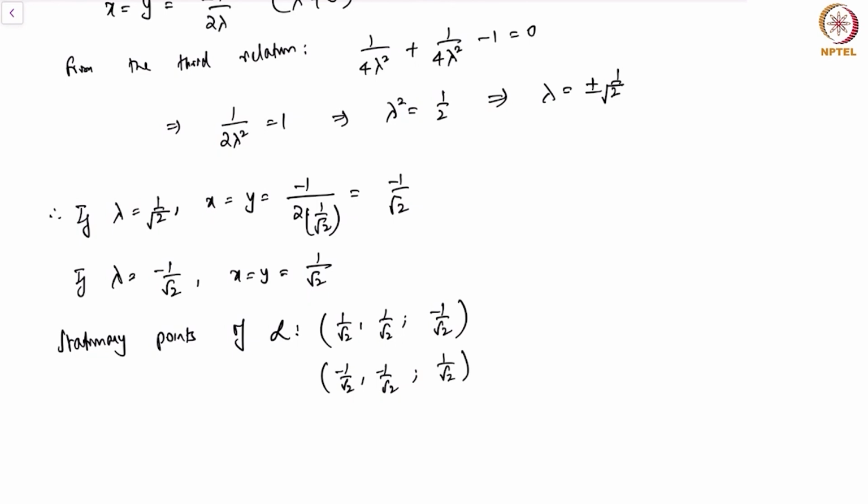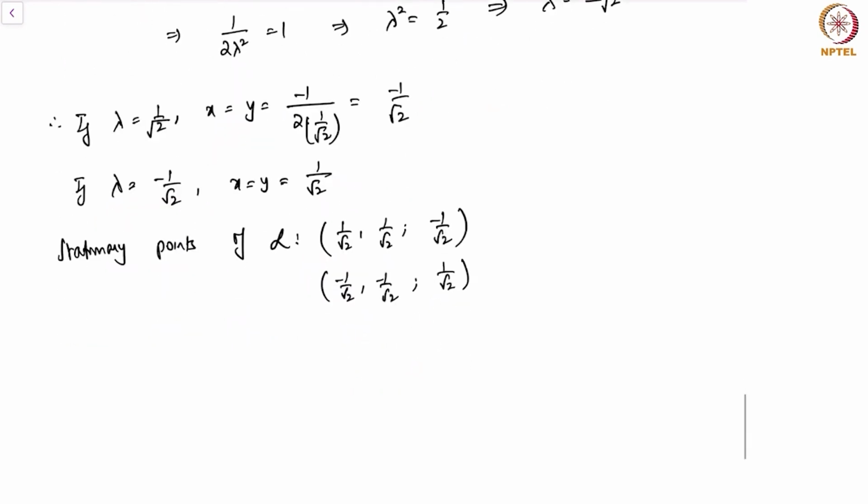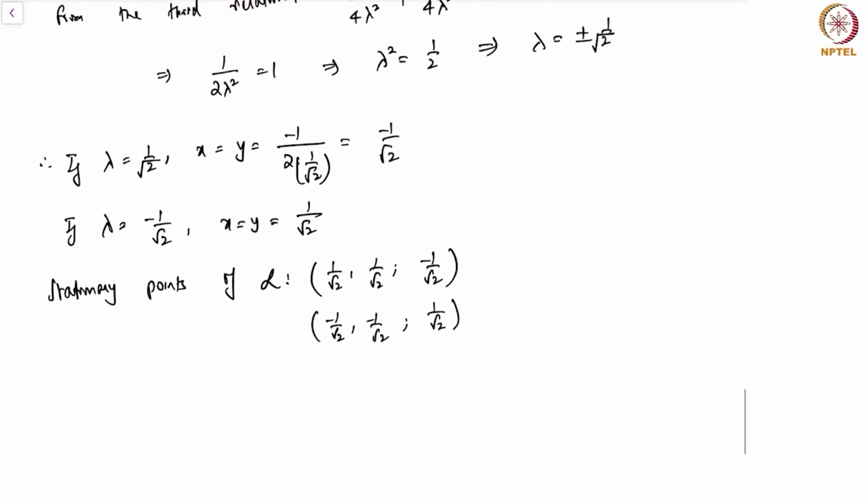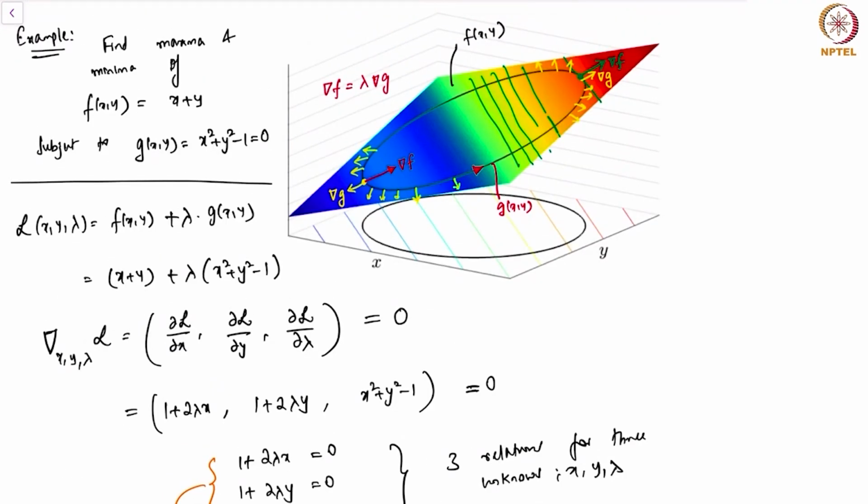Okay, so you can clearly check these quantities. 1 by root 2 and 1 by root 2, what do they correspond to? If I were to clear all of this here on this figure, the first point corresponds to this fellow, 1 by root 2 comma 1 by root 2, and the other point here is at the bottom. This point is minus 1 by root 2 comma minus 1 by root 2. These are the locations. Let's confirm that they satisfy the constraint.